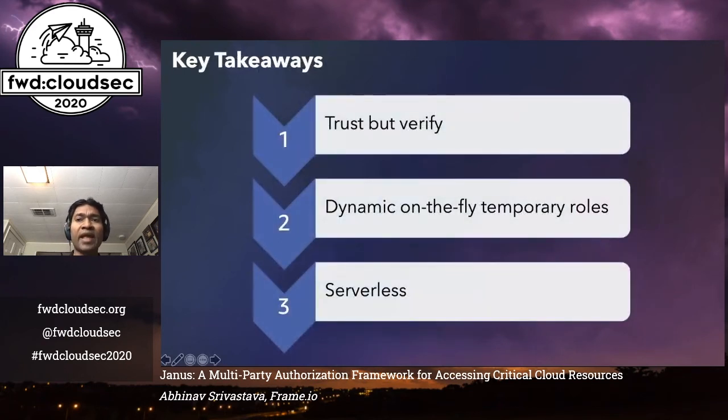The three main takeaways from this presentation are: trust but verify. Trust alone is not sufficient. A system like Janus creates better accountability. Dynamic temporary roles are the solution to many problems in the cloud and help solve RBAC explosion problems. And finally, serverless technologies are great for developing security systems in the cloud. At Frame, we heavily rely on serverless resources to design and develop security automation and workflows.